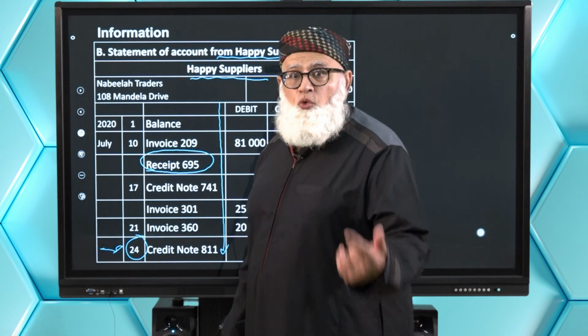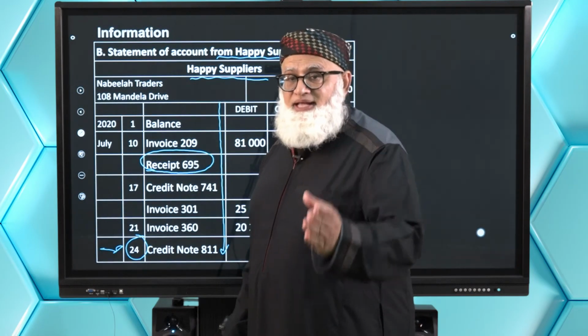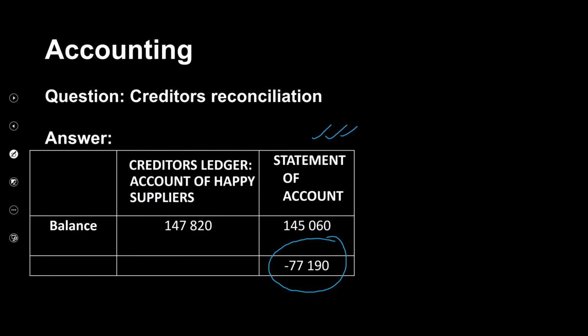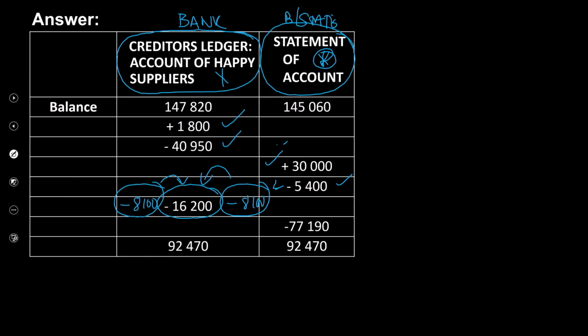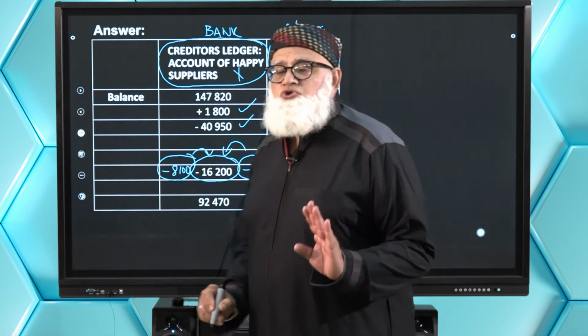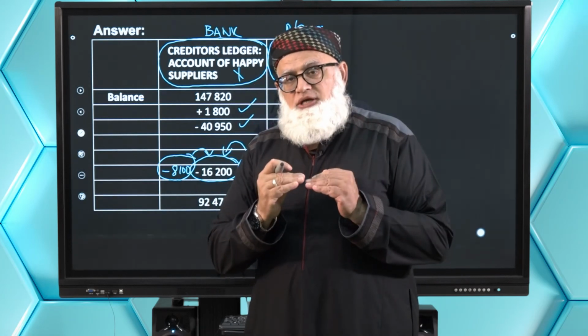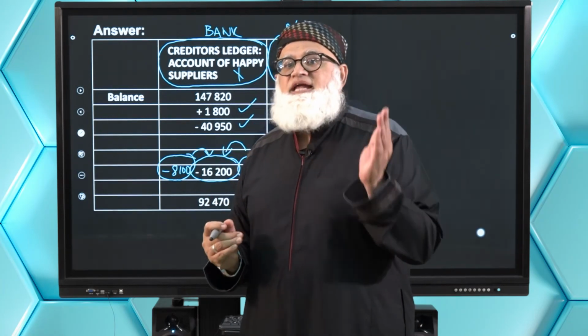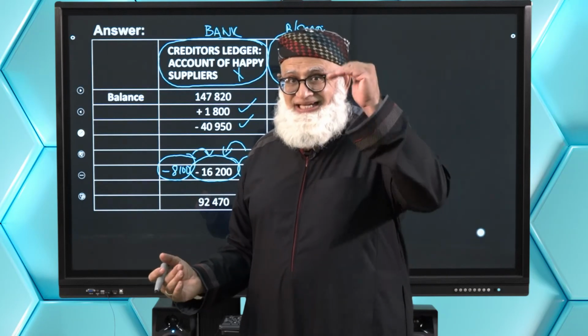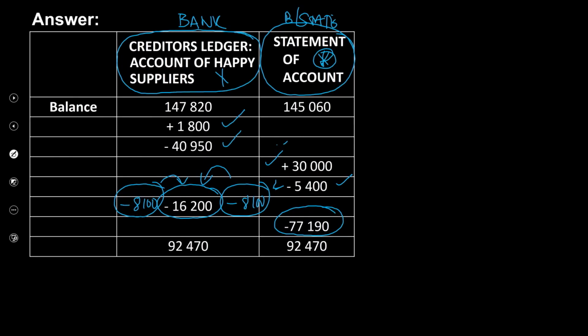So therefore, we now have to update. It means go into the statement, and here you can see, there we go, in the statement of account, minus 77,190. And when we do that, watch what happens now. So you've seen each difference between the statement and the ledger account, which we did individually. Now you're seeing the full picture of all the transactions that we have corrected.